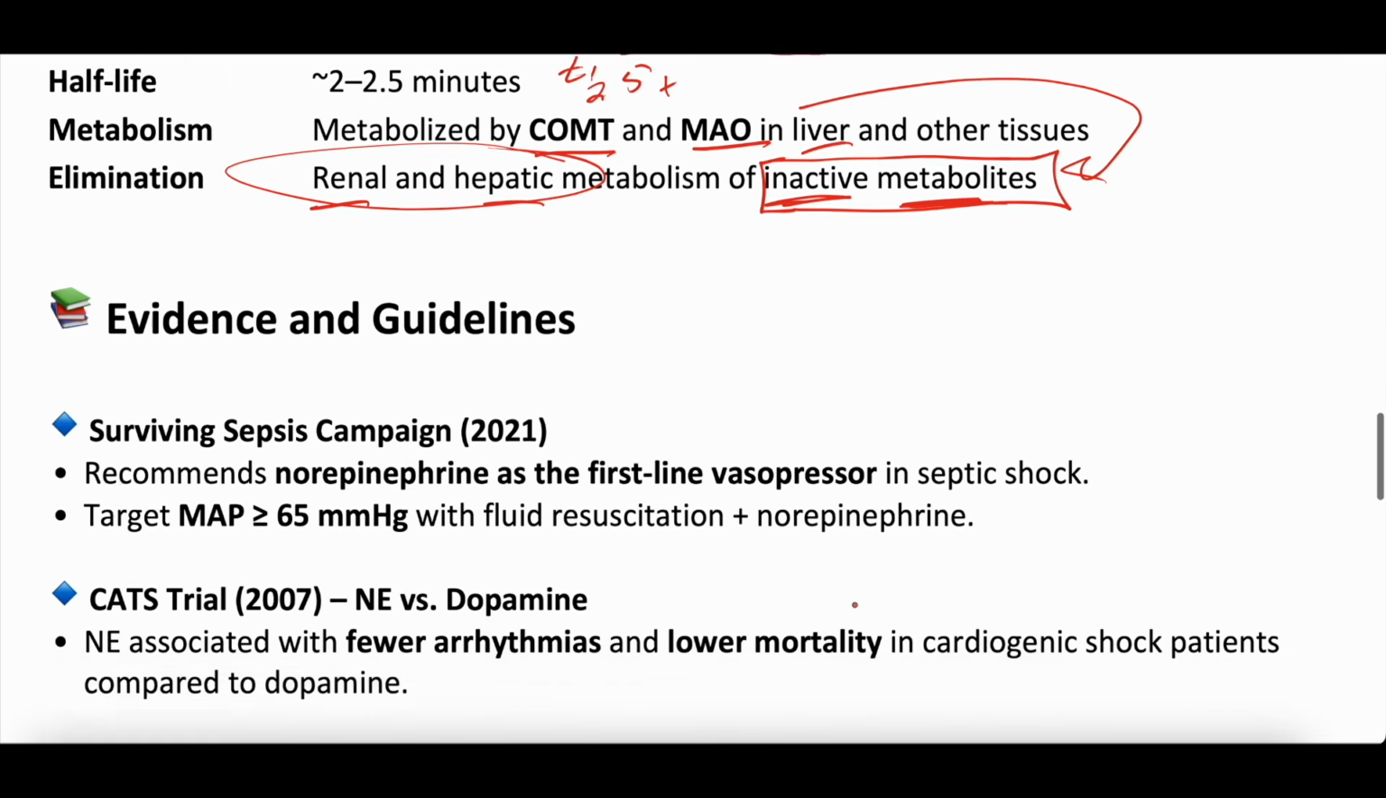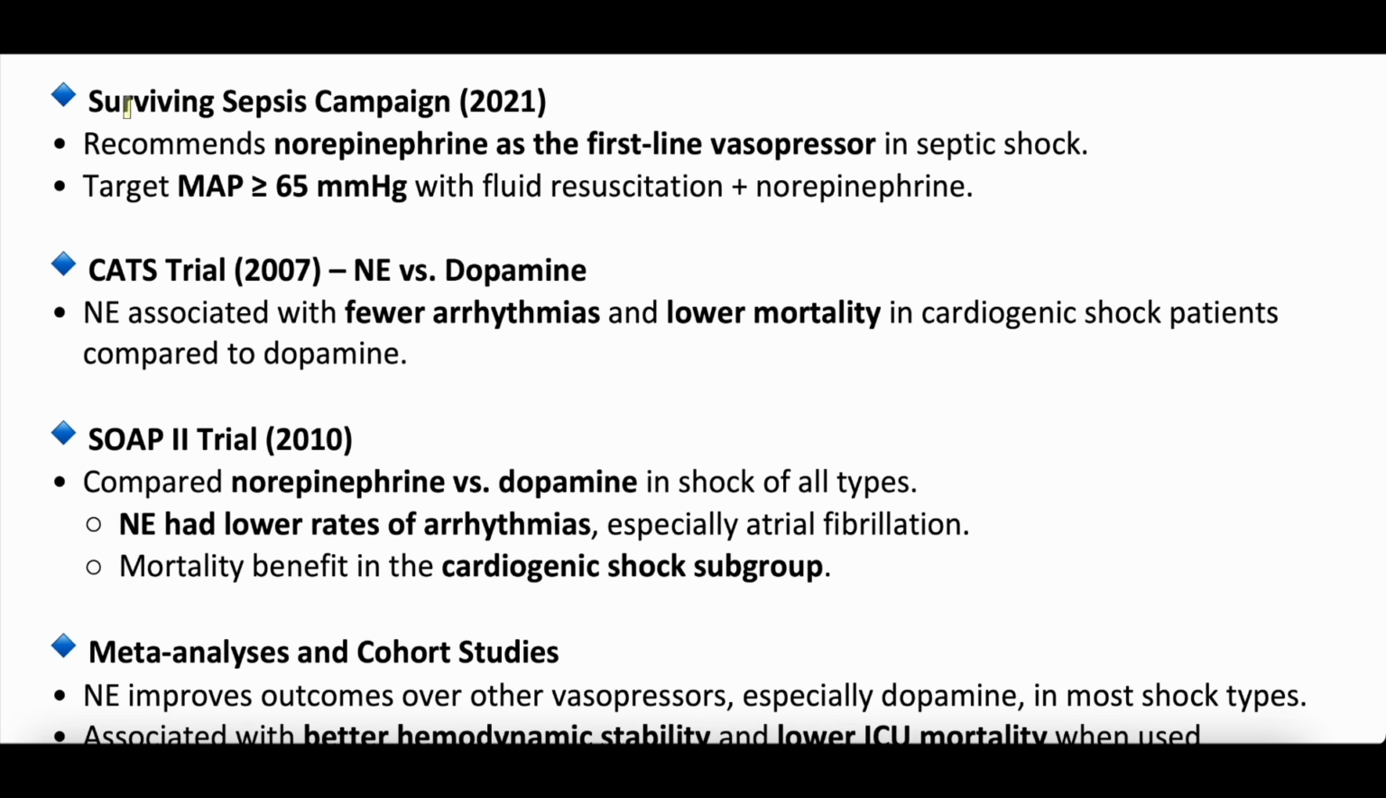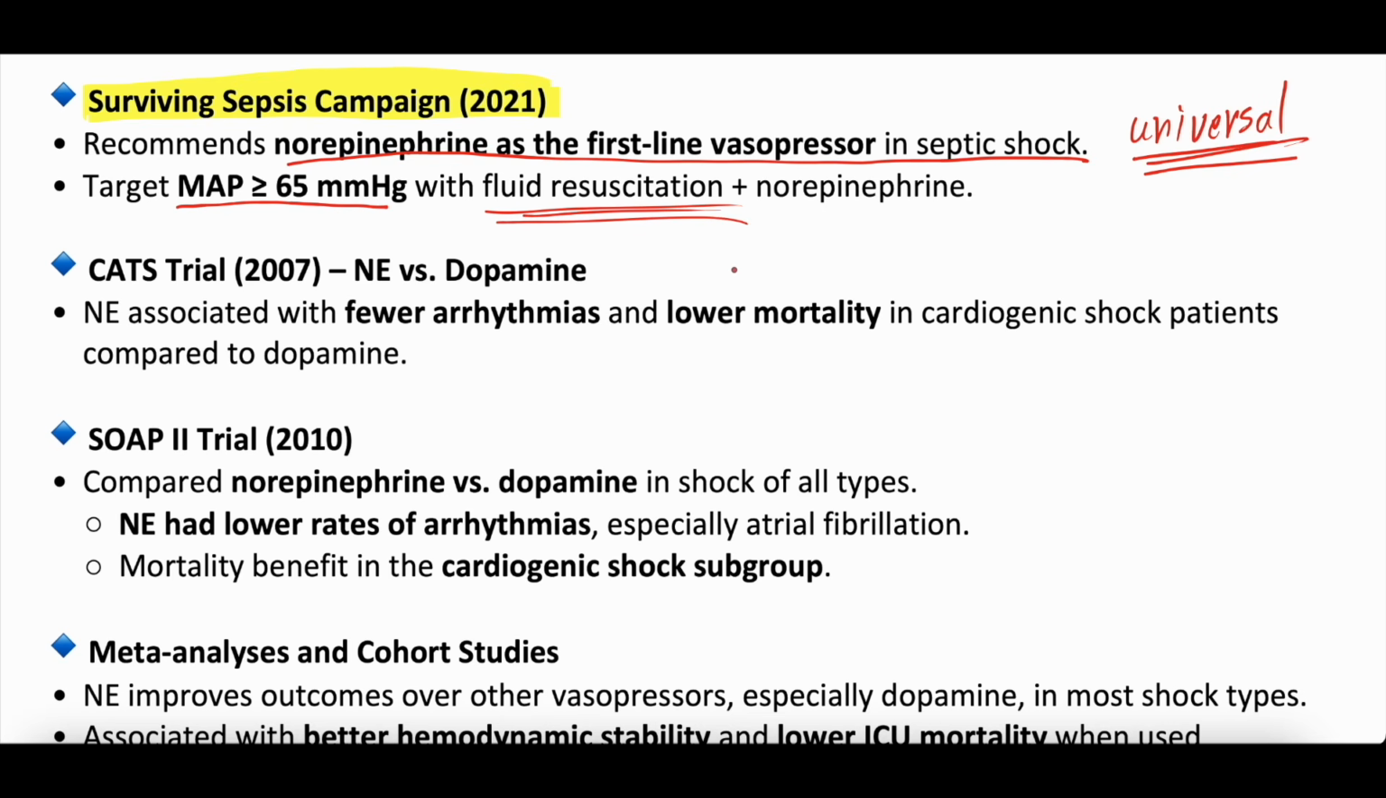What about the evidence? Well, there's been a whole bunch of studies and guidelines on norepinephrine. The Surviving Sepsis campaign, which is one of the guidelines we look to for septic shock data, recommends norepinephrine as a first-line vasopressor in septic shock. This is fairly universal. We are not personally aware of any guidelines that suggest something other than norepinephrine as a first-line vasopressor in septic shock. And then you want to titrate it to a MAP of 65 millimeters of mercury in septic shock most times. And obviously, volume resuscitate them as you see fit.